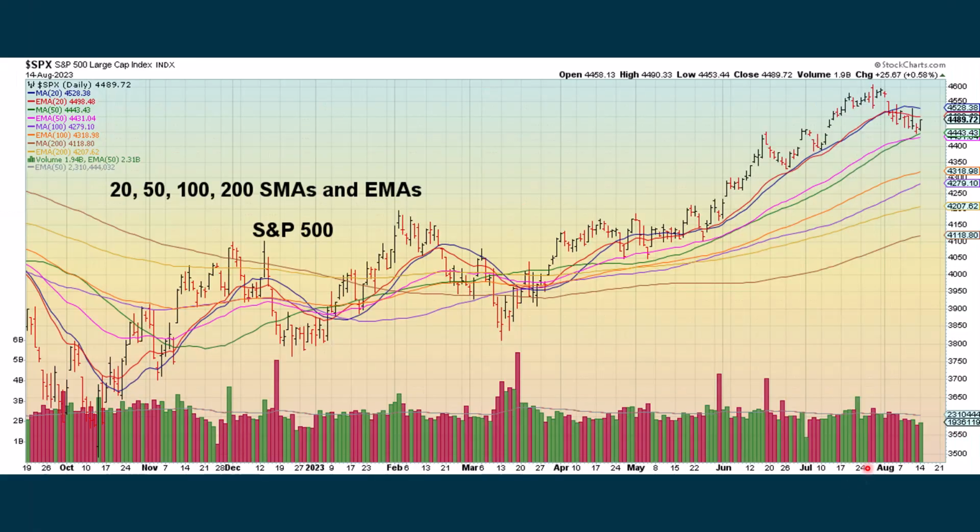Here is another look at the moving averages, where we're coming down to the 50-period simple moving average. So far, this is holding. We're wondering if that will continue, and then if we can get above the 20-period moving averages and close there, that will really help switch things more positive. If we fall below the 50-period moving average, that's going to turn things a lot more negative.